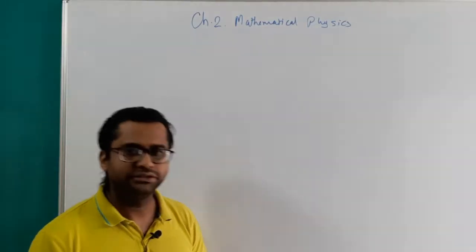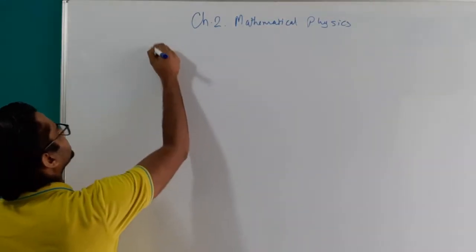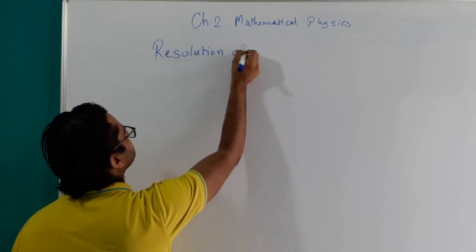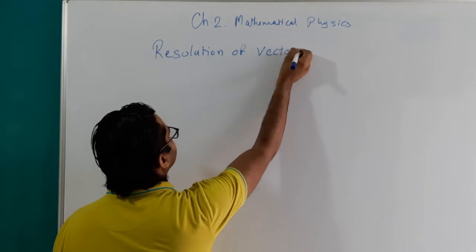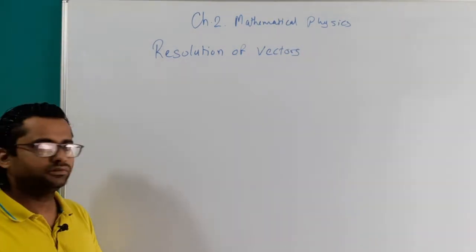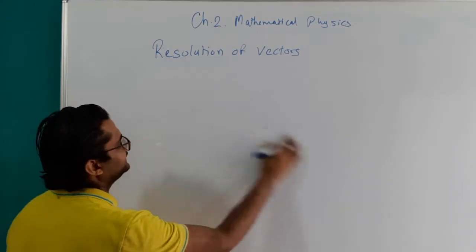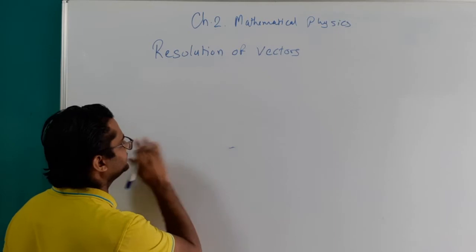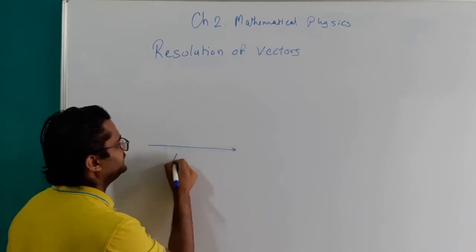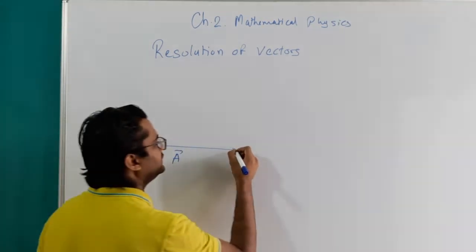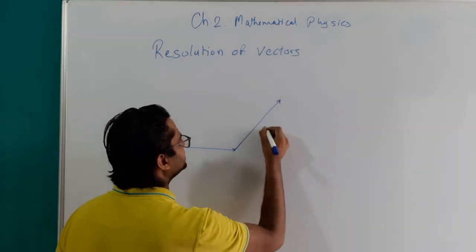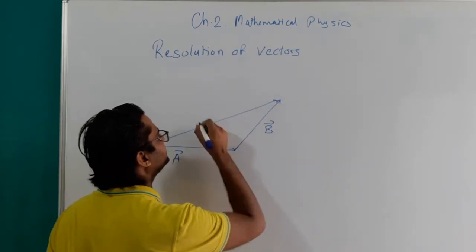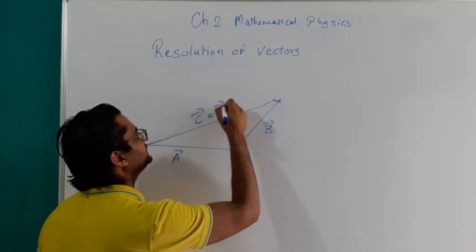Now we'll start a new topic, which is resolution of vectors. So what is resolution of a vector? Before going to the topic, let me ask you a question. If I have one vector in this way, let us say this is my A vector, and I have another vector in this way, which is B vector, then we know that the resultant of these two vectors is C vector, which is A vector plus B vector.